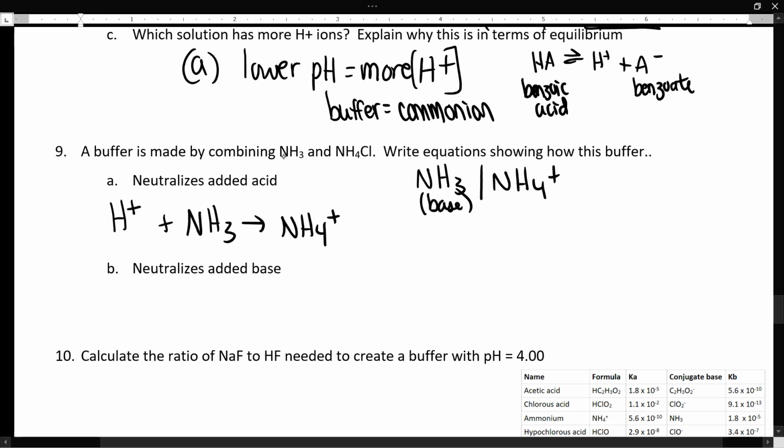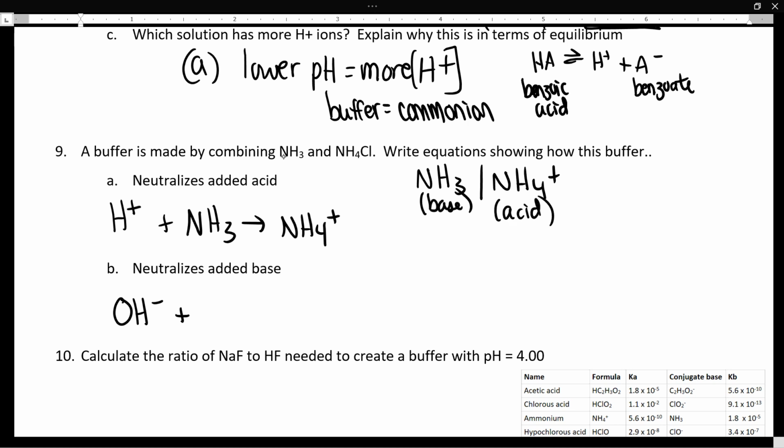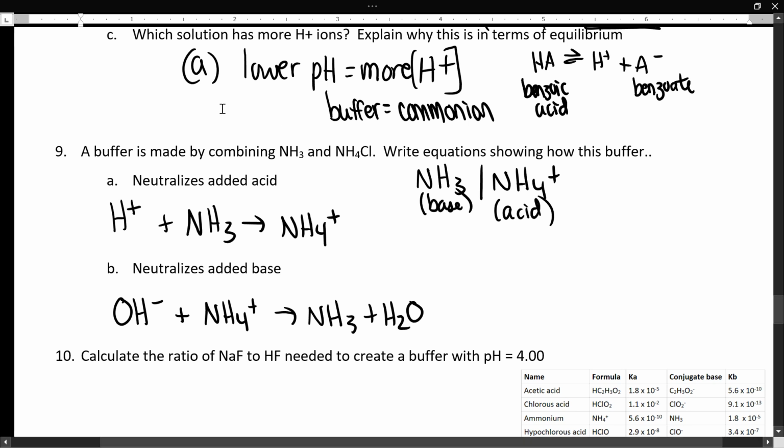If you add base to your buffer, it's going to react with the weak acid component. So your base is going to react with your NH4 plus. That's going to make NH3 and H2O. So these are the two reactions that are responsible for your buffer maintaining its pH. So the base present in the buffer is going to neutralize any acid that's added, and the acid present in the buffer is going to neutralize any base that's added.